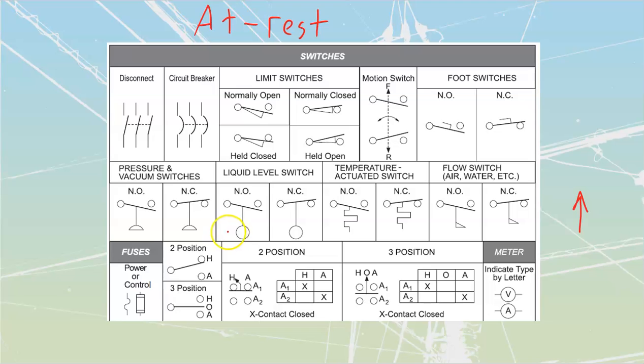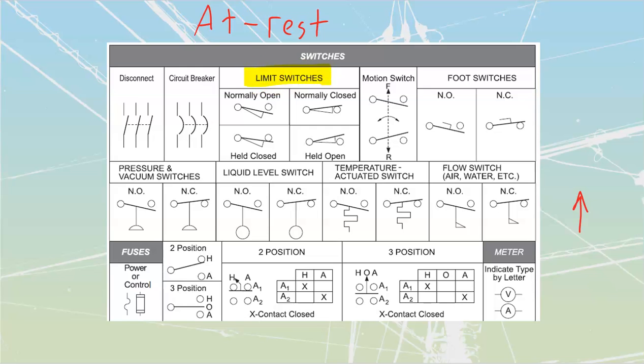Same with my float switches, also referred to as liquid levels. We can draw the water in over here. We would see that if the water moves in an upward direction, the normally open would close, or my normally closed, if the water would move in an upward direction, would push the float up and it would open. These are symbols that you need to be familiar with inside of our trade.